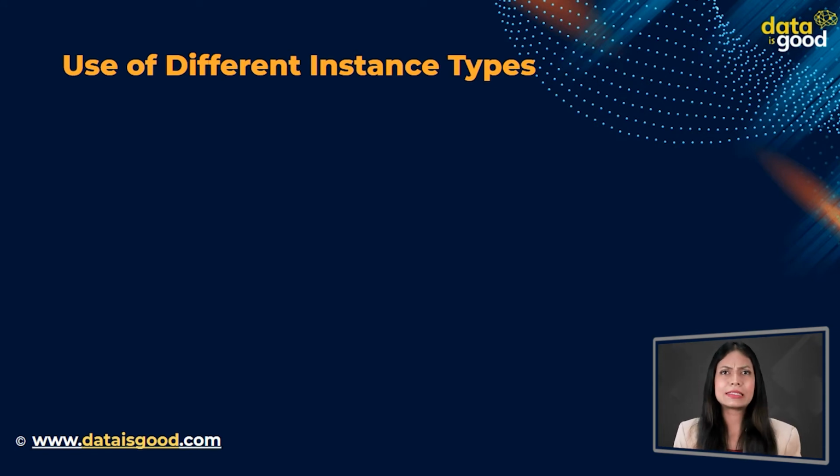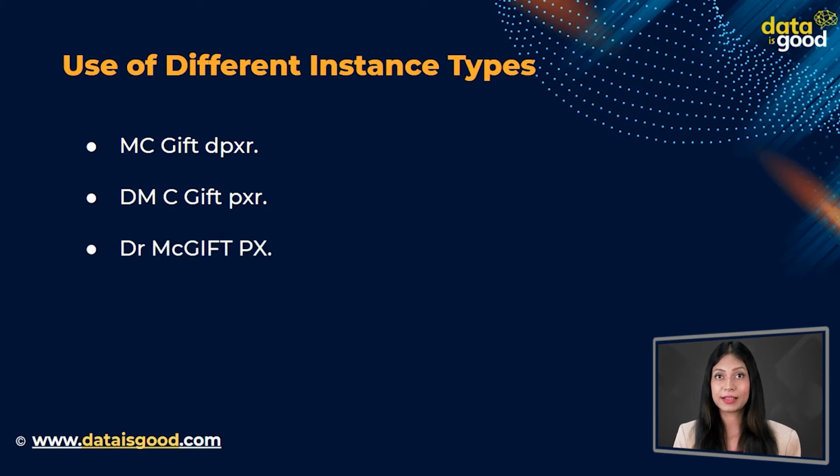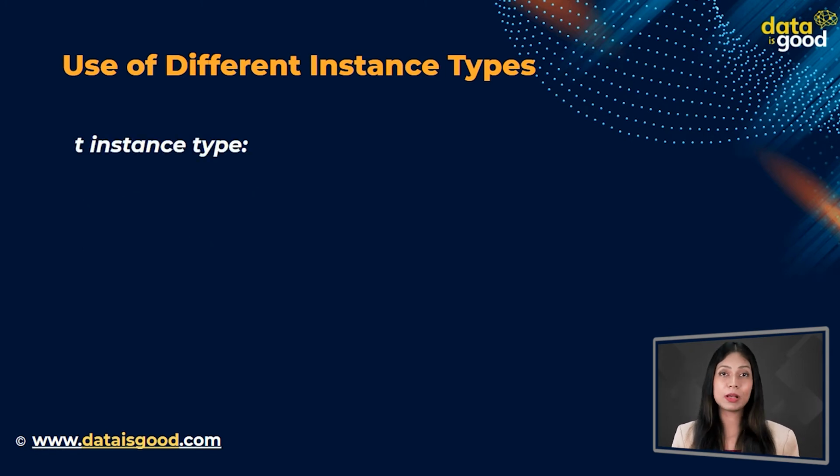Now, there are many instance types, but in this video we will talk about some of the most important ones. We can remember them with any acronym that we want. You can make your own acronym too, or else you can choose to learn from them. MEC GIFT DPXR, DMC GIFT PXR, or MEC GIFT PX. We will start learning with the first instance type, which is general purpose. These general purpose AWS EC2 instance types are a good place to start, particularly if you are not sure what type to use.